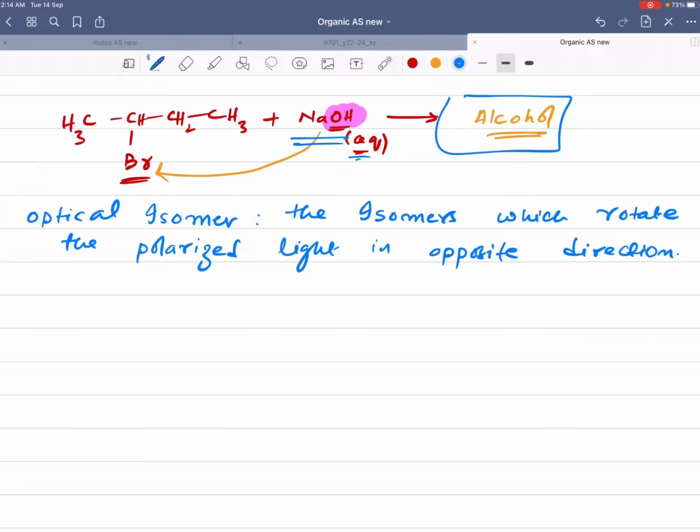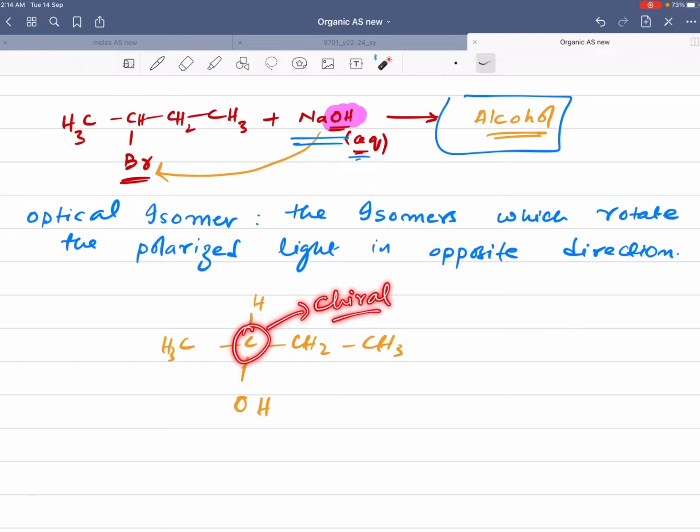We get CH3, CH, and let me write it this way: CH, CH2, CH3, and this OH group. Now this exists as a pair of optical isomers, and the reason is that we have this chiral carbon present in this structure. And I hope everyone knows that a chiral carbon is the carbon which is attached to 4 different groups, which lacks a plane of symmetry, right?